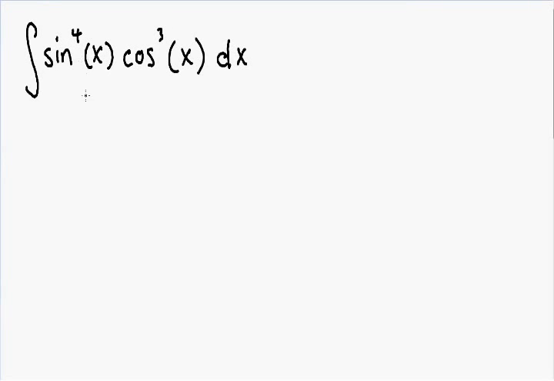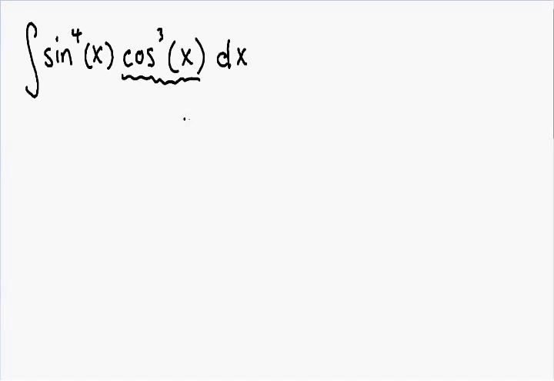And the idea is that you want to look for the trig function with the odd exponent. And if you don't have an odd exponent, I'll go over an example like that in my next video, but we want to look for the trig function with the odd exponent. So notice how this cosine has an odd exponent of 3. So the idea is that you want to separate this. You want to take 1 away.